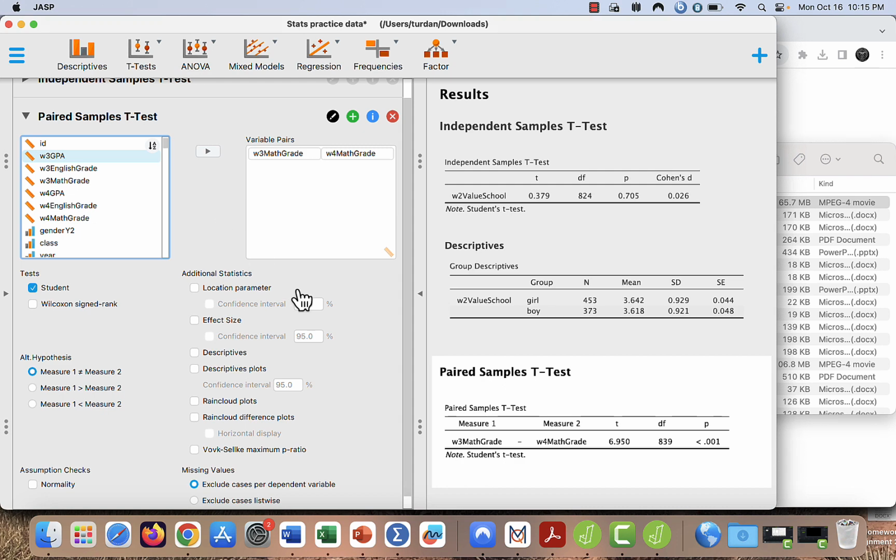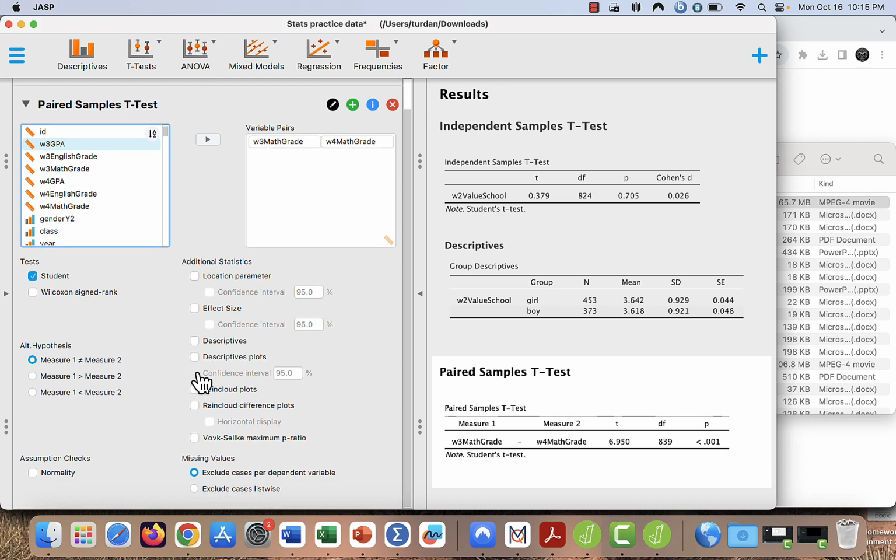And what we can see right away is that the t-value is statistically significant. So there's a change in math grade from the end of the first semester to the end of the second semester. It's very handy to be able to actually see the means. And let's look at the effect size as well.